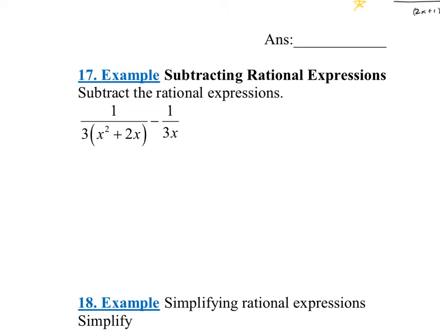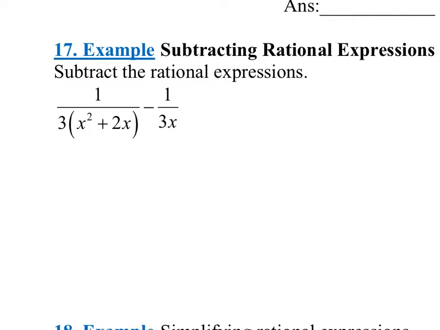How do we do subtracting rational expressions here? Subtract the following rational expressions. Well, what do I need to do? I need to make sure they have a common denominator before I'm able to do anything. I am looking at this bottom right here. It's 1 over 3 times the quantity x squared plus 2x, minus 1 over 3x.